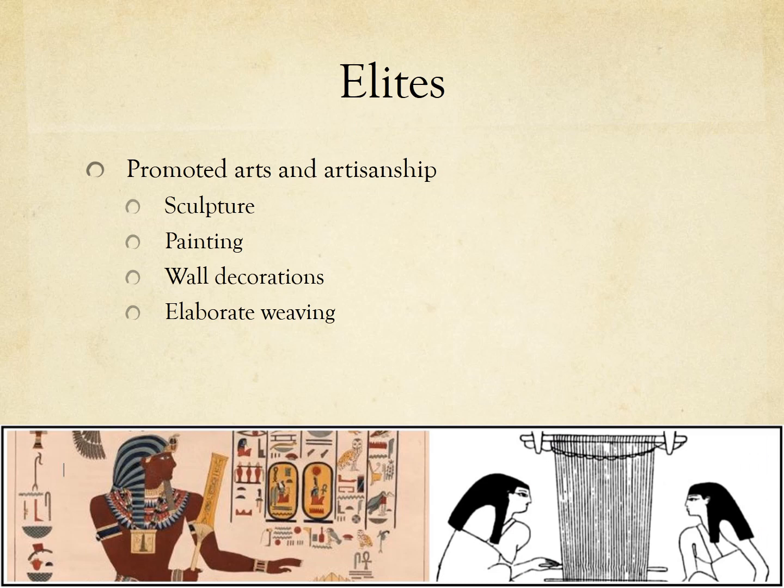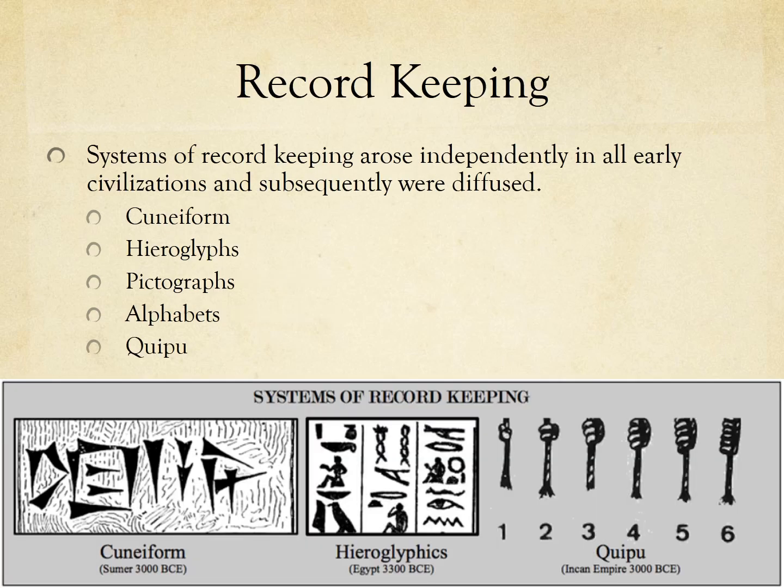The elites promoted arts and artisanship, which is another theme that we're going to see over and over again throughout the AP periods. Like at this point in time, the types of arts and artisanship we're looking at is sculpture, paintings, wall decorations, elaborate weavings, basically things that today even still show signs of wealth. You'll also see promoting the arts and artisanship in pretty much every golden period of every civilization, and even when we look to like the Renaissance. So this is a theme you're going to see over and over again throughout AP World History.